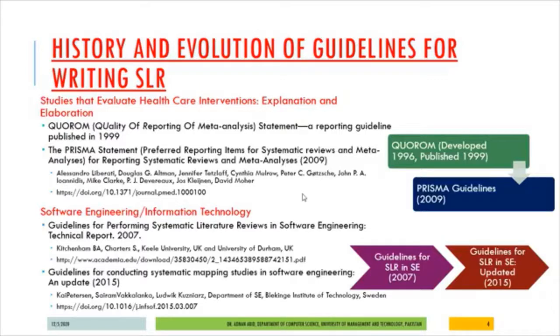So people started to write survey articles, and then slowly, gradually, they thought that there should be some good guidelines about writing the survey articles. In medical sciences, there are two important milestones in terms of providing and refining the guidelines for writing survey articles or structured literature reviews. QUORUM was the first one, which they started to develop in 1996, and in the end they published their findings in 1999. QUORUM is an acronym of Quality of Reporting of Meta-Analysis.